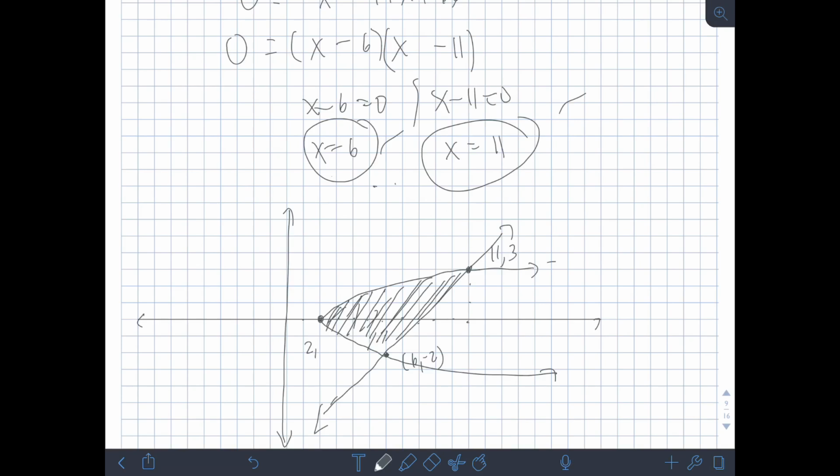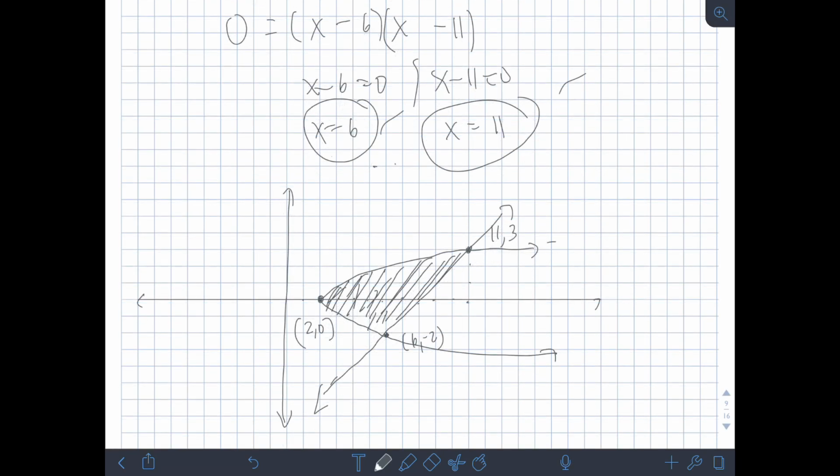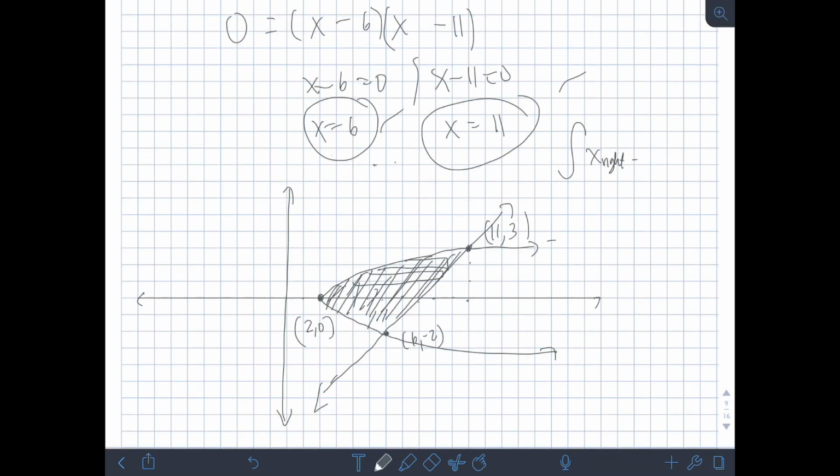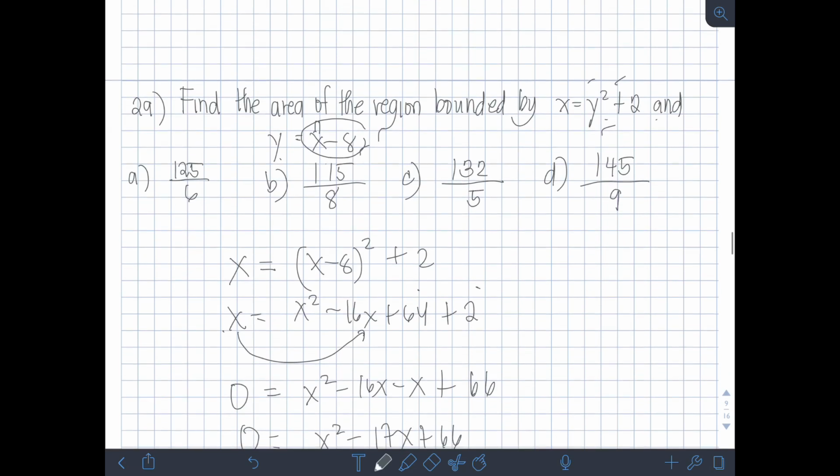So this is 2, 0. Okay? So you'll notice it's easier if we use a horizontal strip, right? Such that our formula is just the integral of x right minus x left dy from y sub 1 to y sub 2. So our limits will be the y coordinates, from negative 2 to 3. And our x right, this line is more to the right, so that is what we will use as x right, which means we need to solve for x explicitly in terms of y.